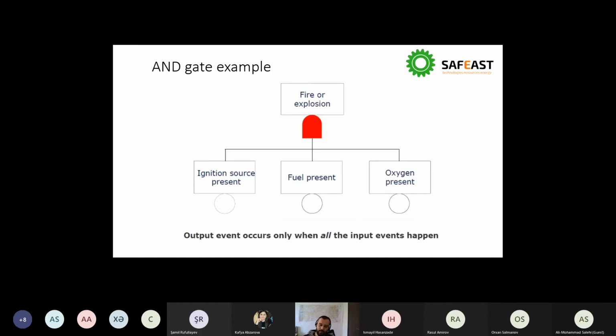So it's a typical example for your understanding. For a fire or explosion to happen, if you have ever heard of the fire triangle, you need to have fuel present, oxygen present, and ignition source present. So this is basically an AND case. For a fire to happen, there should be an ignition source present and fuel present and oxygen present. That's why the event only occurs when all inputs happen.